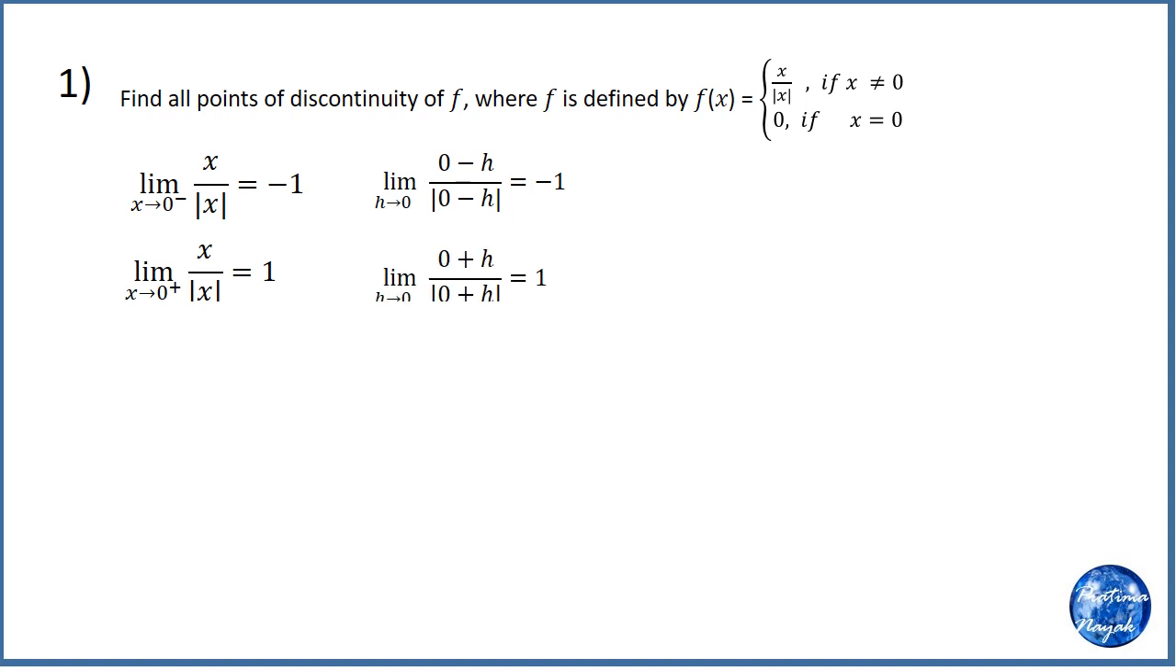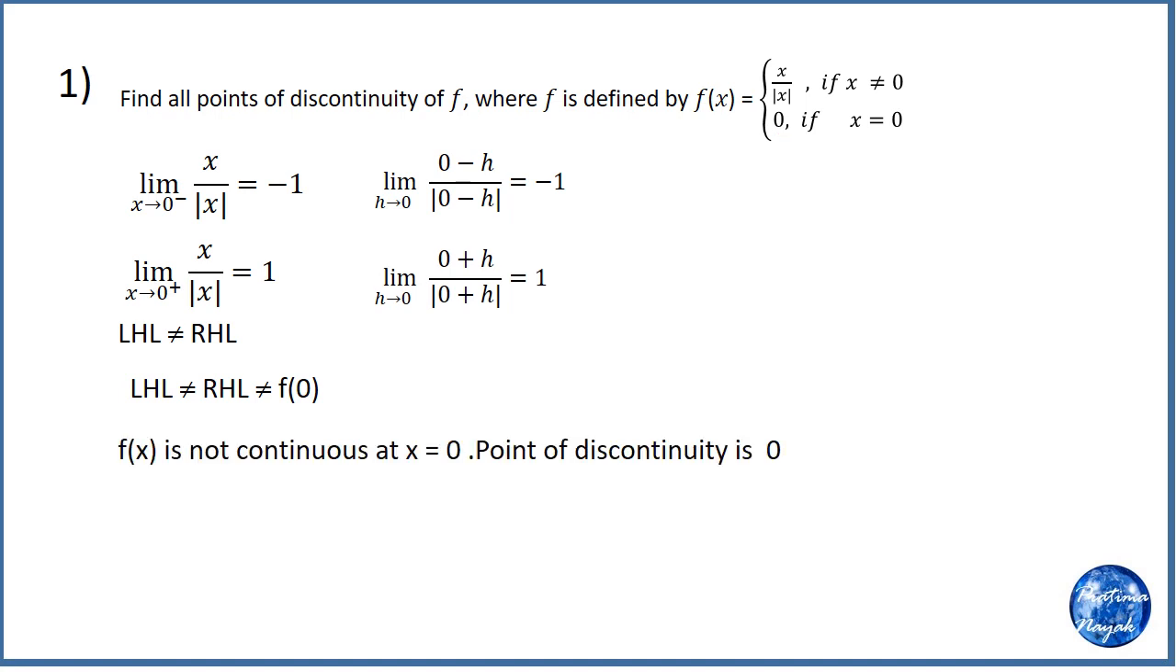So I'll put limit h tends to 0, 0 plus h by 0 plus h. It is 1. So are they equal? No. Left hand limit is not equal to right hand limit. So left hand limit is not equal to right hand limit, and it is not equal to f of 0. Now if for f of 0 you put the value, it is 0. So they are not equal to each other. So what will be the conclusion? f(x) is not continuous at x is equal to 0, or we can say point of discontinuity is 0.